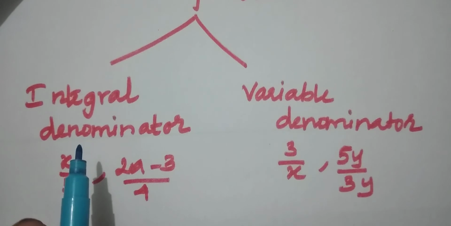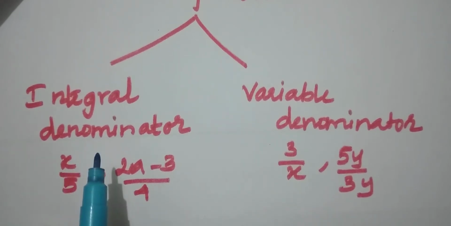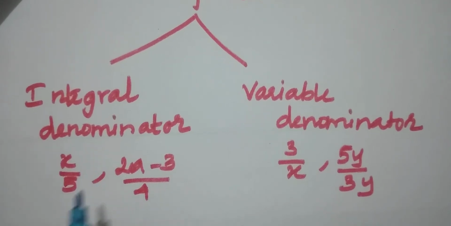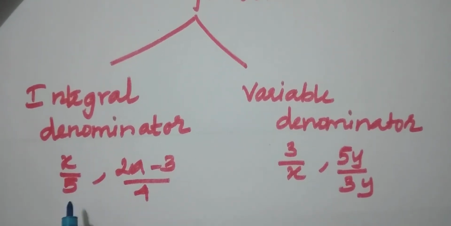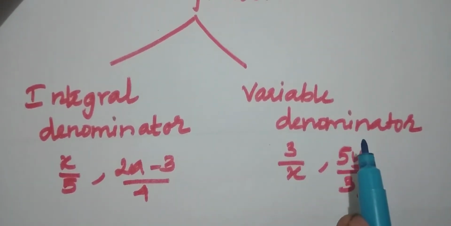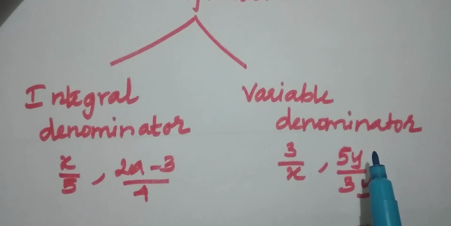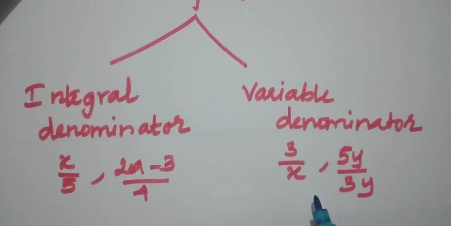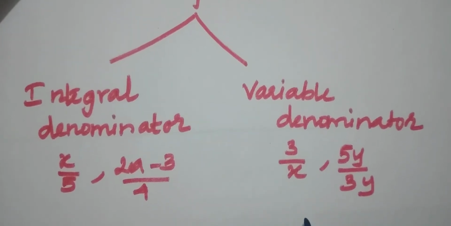Algebraic fractions which have only constants in the denominator are known as algebraic fractions having integral denominator. Example, x by 5, 2a minus 3 by 4. Here the denominators are constants. Algebraic fractions which have variables in the denominator are known as algebraic fractions having variable denominator. Here x and y are the variables. Is it clear, children? Yes.